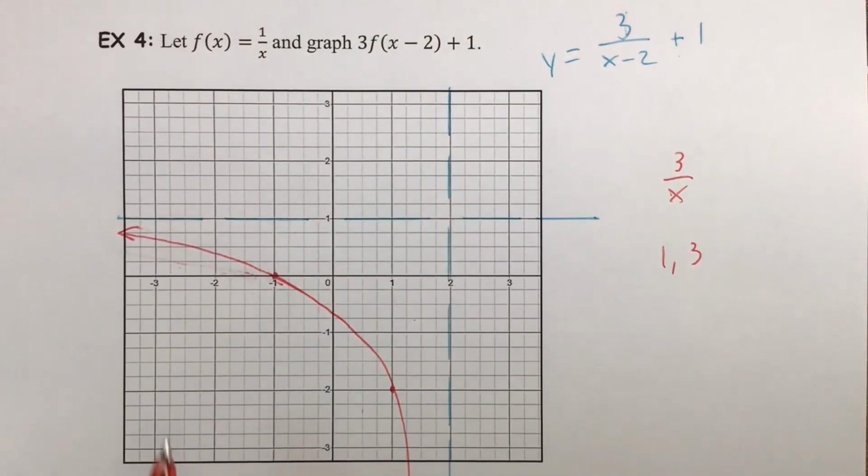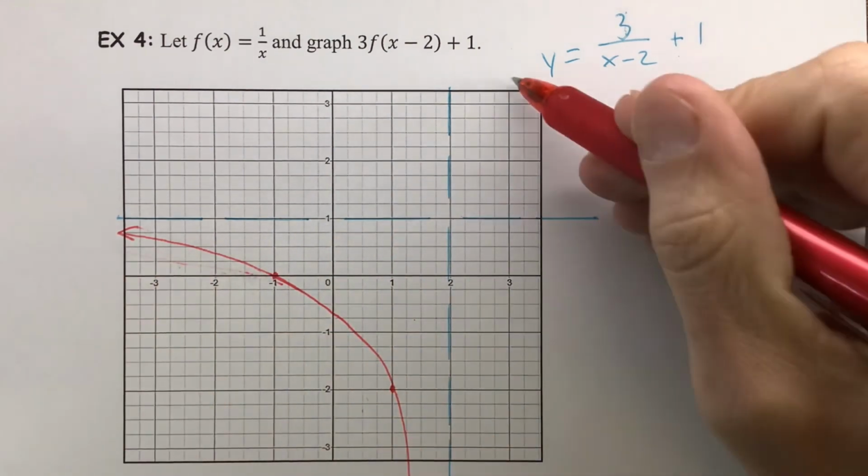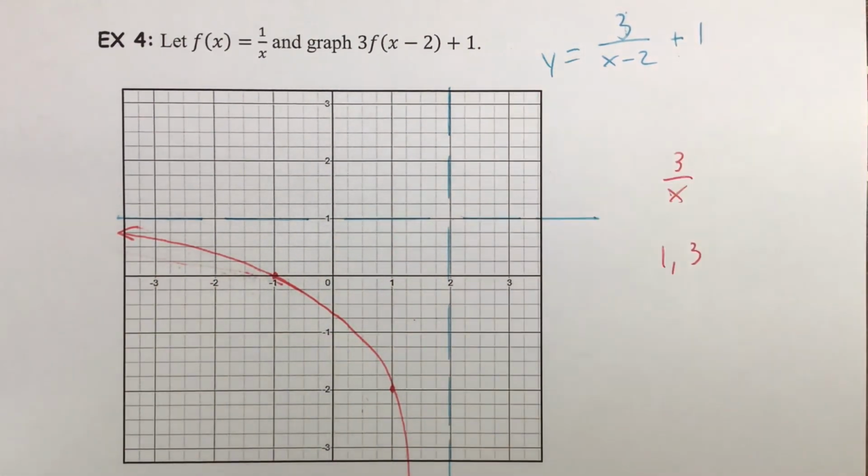All right, so the graph is going to exist here. You're going to have that vertical asymptote, this horizontal asymptote. The graph will also exist over here. I just don't have room to draw it.